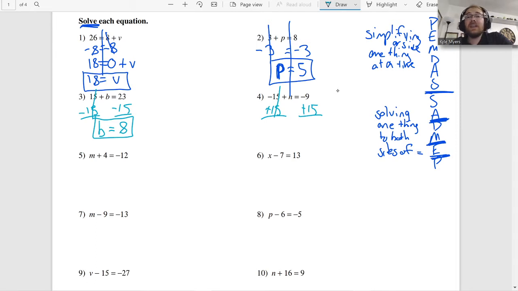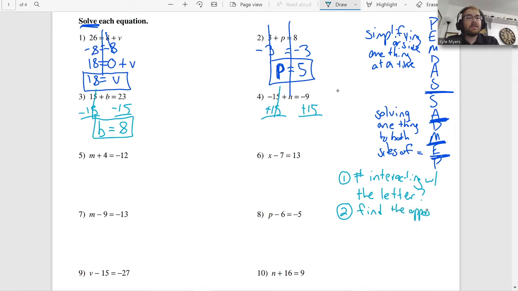Then I look at the sign of the number that I want to get rid of and do the opposite of that. So first, I had to figure out how the number was interacting with the letter. That's what I did first. Then I find the opposite operation. Find the opposite operation. So that's what you have to do.